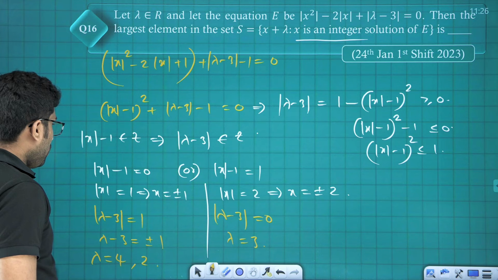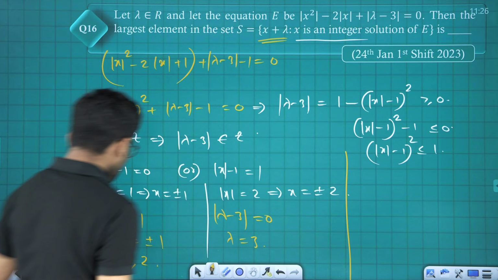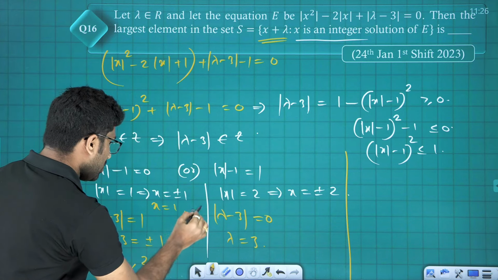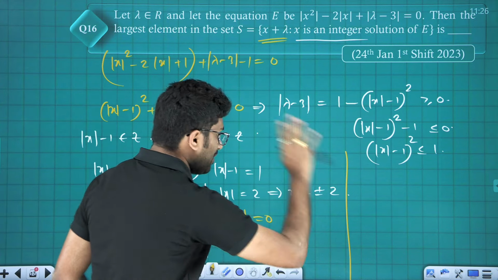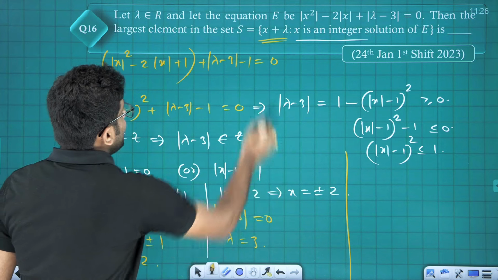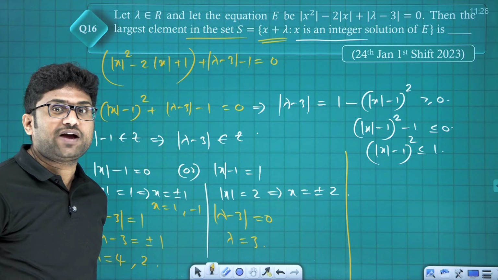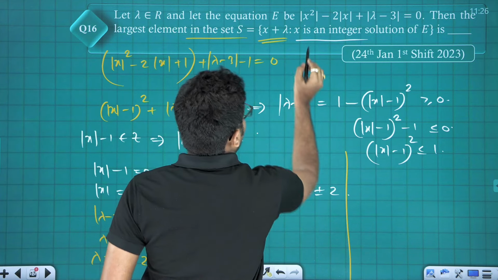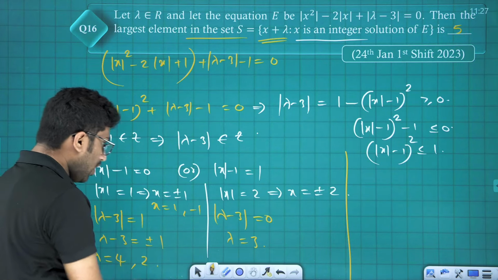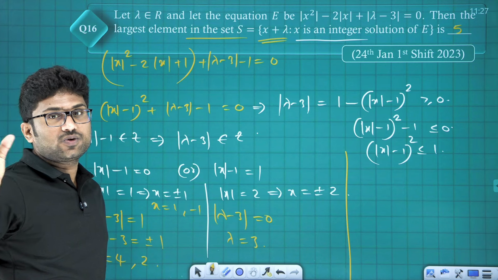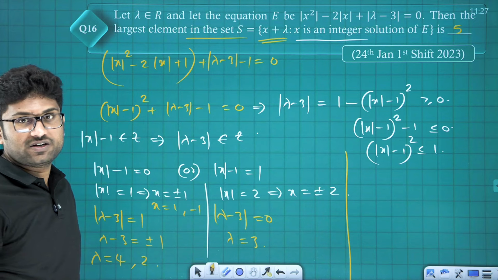Okay? So now what we need is x plus lambda, the largest element in the set. In this case, x can be either 1 or minus 1, so 4 plus 1 or 4 minus 1, 2 plus 1, 2 minus 1, 3 plus 2, 3 minus 2. Among all of them, what is the maximum value of x plus lambda? Which is 5. Answer is 5. 4 plus 1 or 3 plus 2. In these two cases only we are getting the maximum. Among all, the rest are less than 5 only. So the largest element in the set is 5 itself.